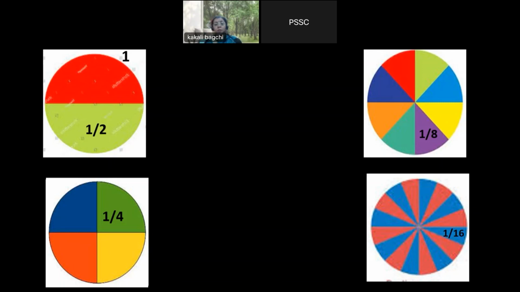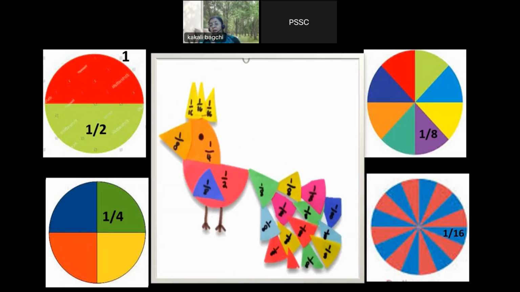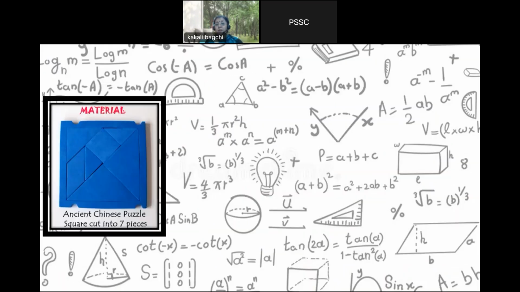For the next homework, ask them to cut these pieces and arrange them, creating an animal of their choice. See how beautifully it is created. Here you can ask the child, what is the value of the tail? What is the value of the body? What is the value of the head? Arrange the values in descending order, fractions. So do it from their creation so that it gives them ownership of concept building.